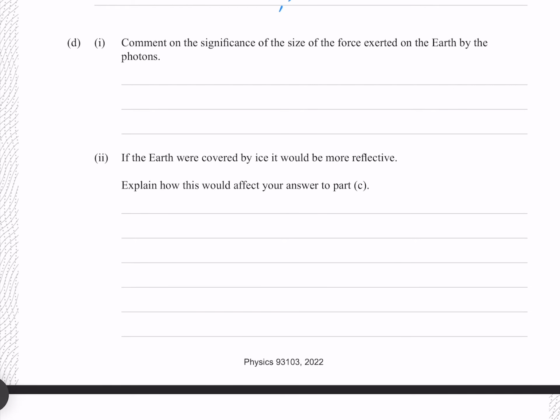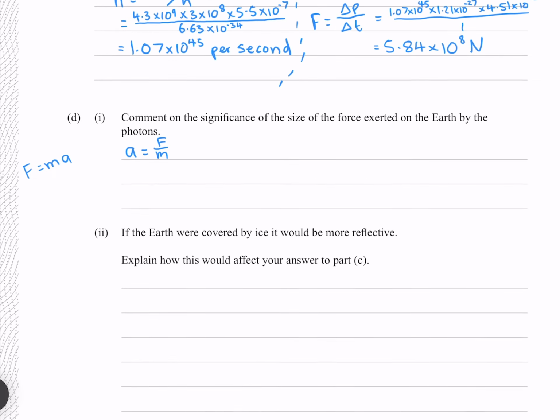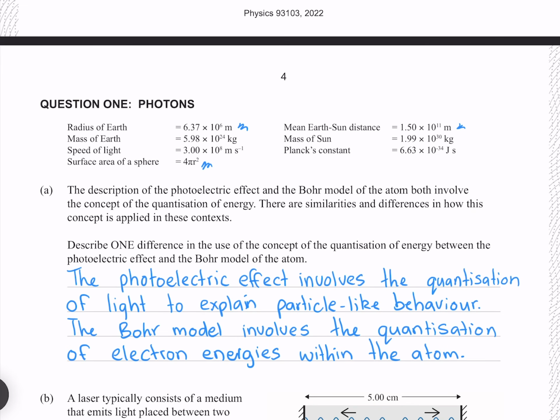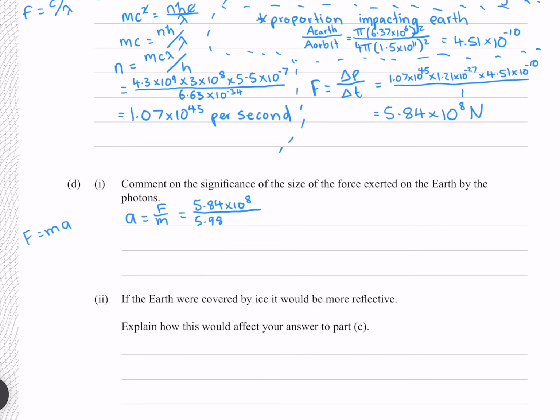Comment on the significance of the size of the force exerted on the Earth by the photons. Now, the force might sound very large, but we need to relate this to the mass. We of course know that force is equal to mass times acceleration, and so the acceleration is going to equal force divided by mass, where our force is what we just found, and our mass is the mass of the Earth, 5.98 times 10 to the 24 kilograms. Which gives me 9.76 times 10 to the minus 17 meters per second squared, which is negligible.